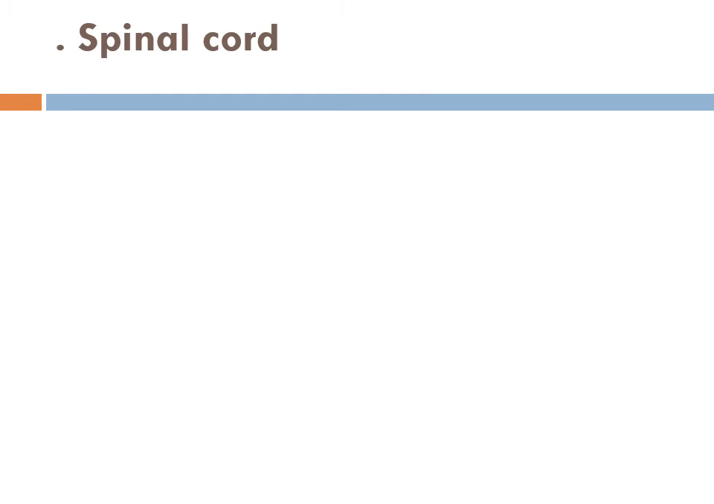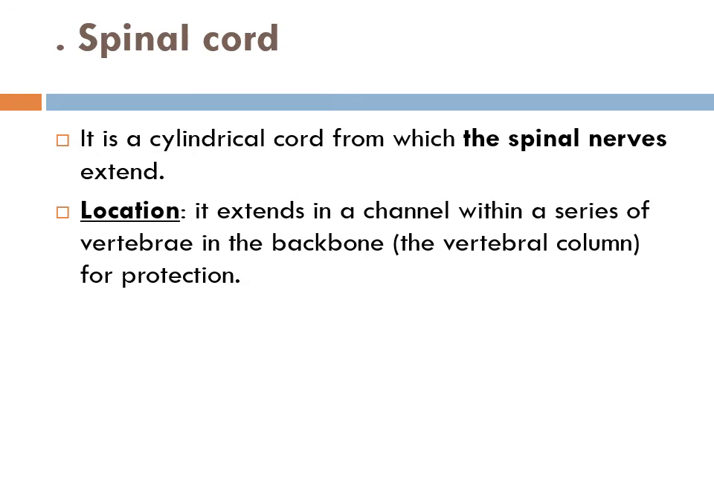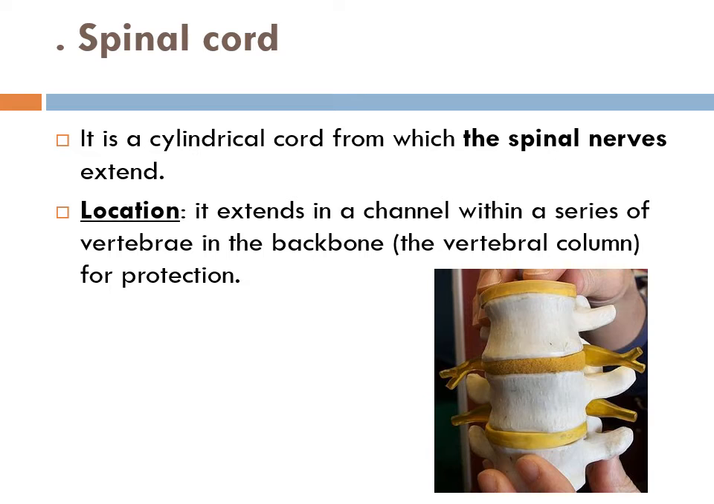Spinal cord: it's a cylindrical cord from which the spinal nerves extend. Location: it extends in a channel within a series of vertebrae in the backbone.